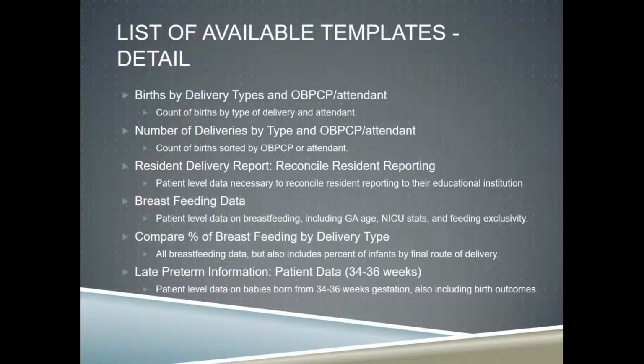We've got a couple of breastfeeding things, patient level data on breastfeeding, such as gestational age, what nursery they went into, and exclusivity. And then also comparing how many people were breastfeeding based on delivery type. That's kind of getting at if you had a C-section, is that in any way influencing amount of feeding and so forth. Another one we have is some late preterm information. So again, this is sorting out all your 34 to 36 weekers and taking a look at a couple of birth outcomes, what nursery they went to, and that type of thing.